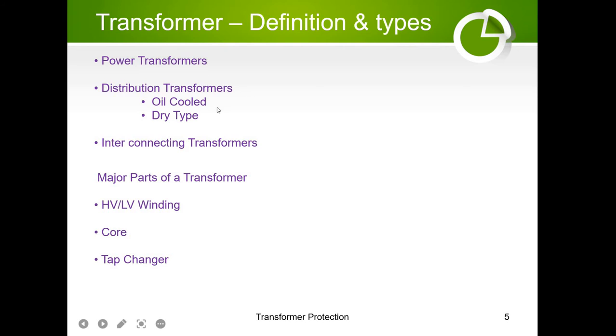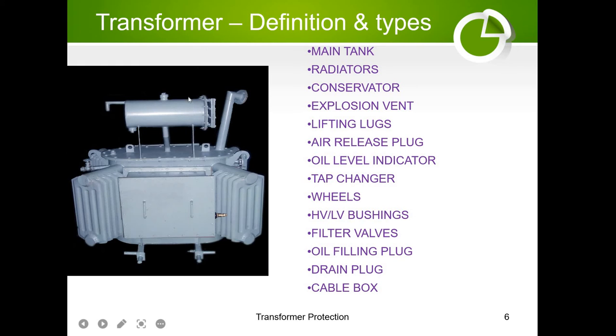Power transformer, distribution transformer, oil cooled, dry type, interconnecting transformer, major parts of the transformer, HV winding, core type. This is a small transformer, and there are too many parts. Main transformer tank, radiator, conservator, explosion vent, lifting lugs, air release plug. The main tank is where the oil is filled, the radiator is for cooling purpose, the conservator is for protection, and once the oil is expanded, it will circulate. Explosion vent: in case of fire inside, when a fault comes, the explosion vent helps to protect the equipment. With the lifting lug we can transport easily.